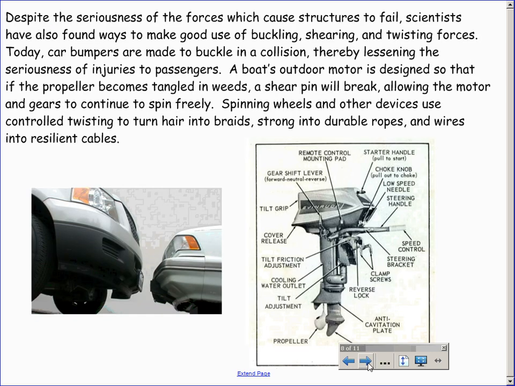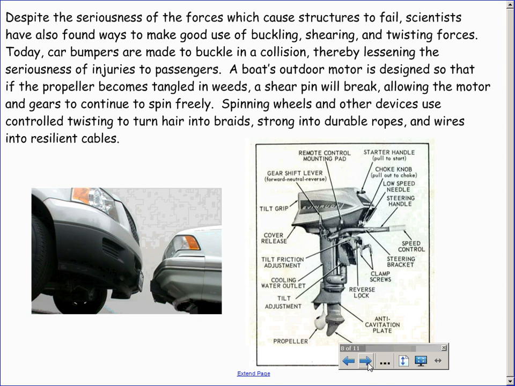Despite the seriousness of the forces which cause structures to fail, scientists have also found ways to make good use of buckling, shearing, and twisting forces. Today, car bumpers are made to buckle in a collision, thereby lessening the seriousness of injuries to passengers.